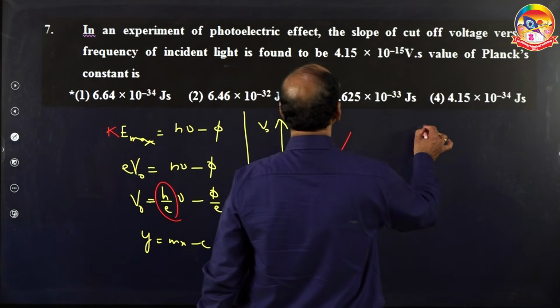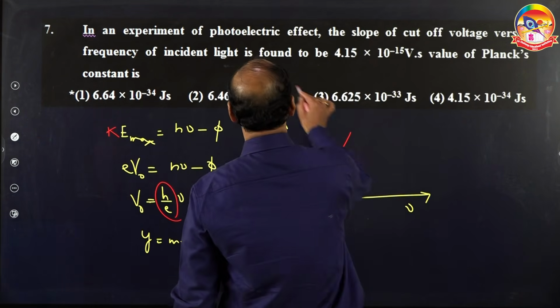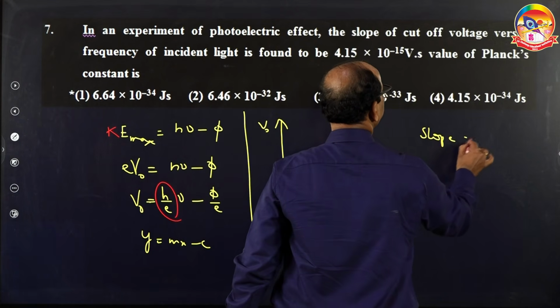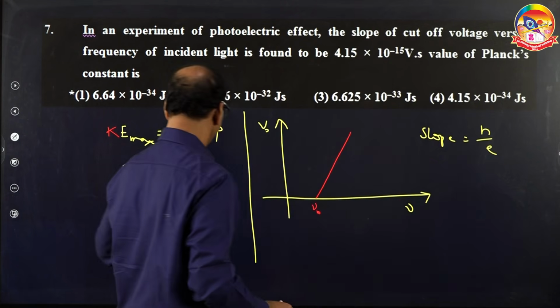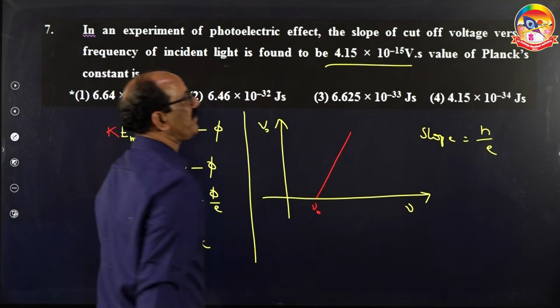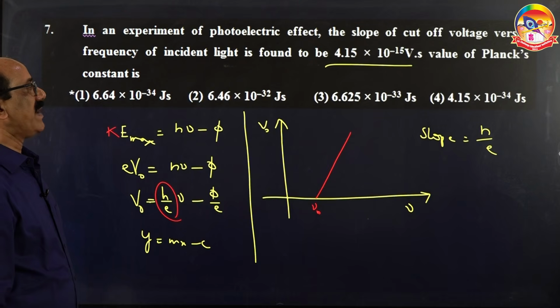That is, slope is given to be, we got it to be h by e from this. The value of the slope is given to be 4.15 times 10 power minus 15.